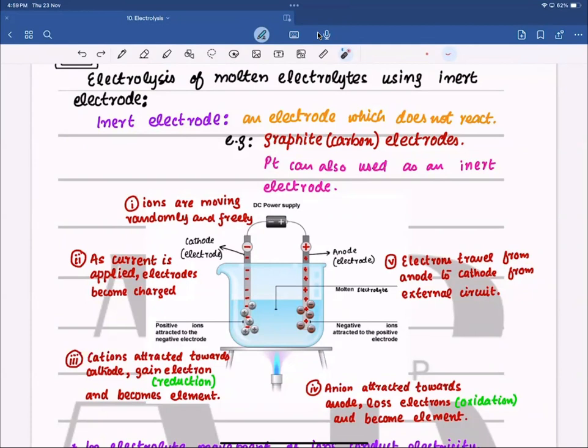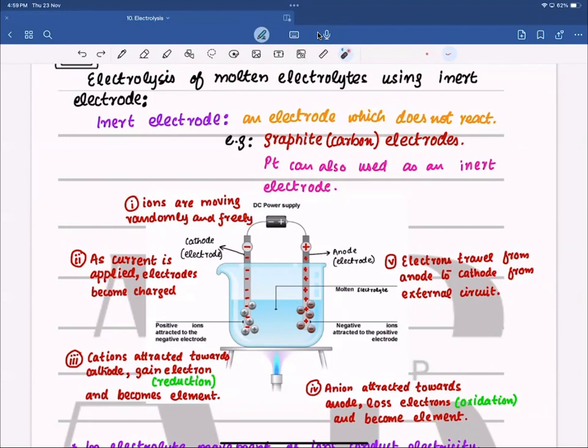We are right now discussing electrolysis when we use inert electrodes. Inert electrodes are those which do not take part in the reaction, which do not take part in the electrolysis. They just provide a bridge for the electrons to move. That's it. So carbon, platinum. Platinum can be expensive, so that's why we usually use graphite. Graphite is a cheap form of carbon.